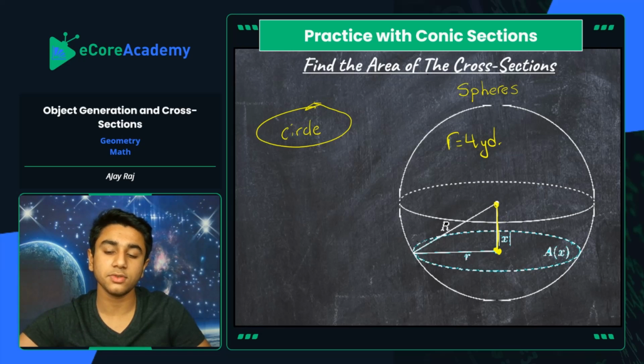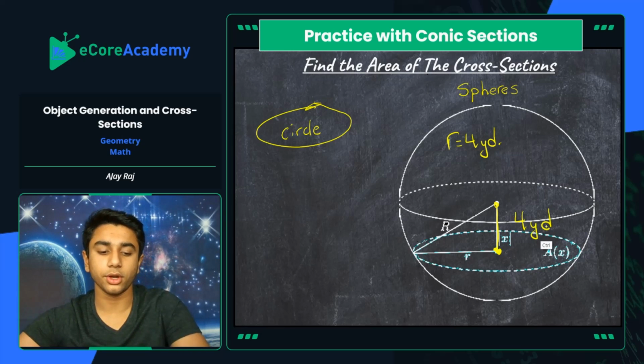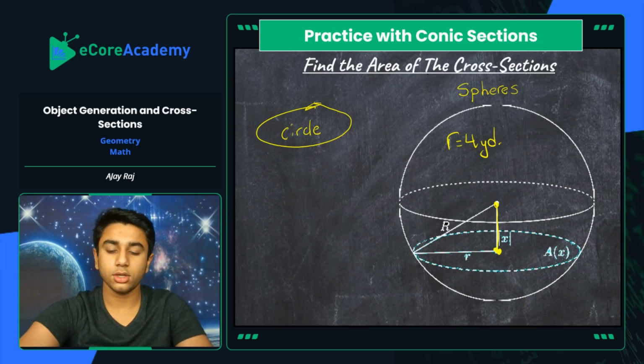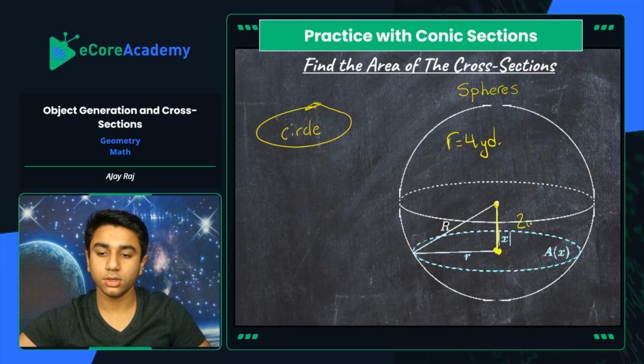So this is the center of the sphere, and this is the distance between the center of this cross-section circle and the center of the sphere itself. So the distance I'm going to give you is going to be another 4 yards. Sorry, not 4 yards. I apologize. 2 yards. So this is going to be 2 yards.